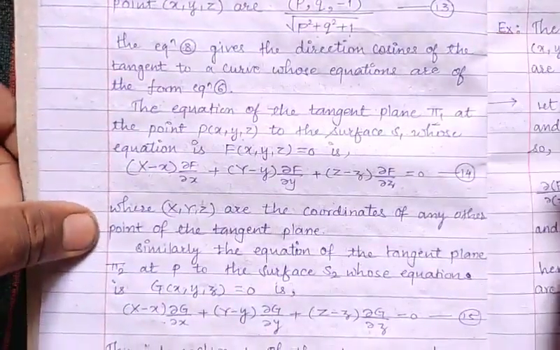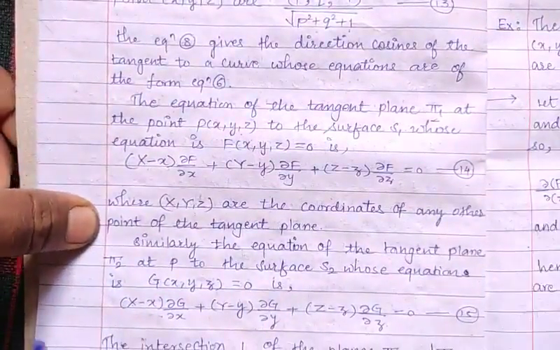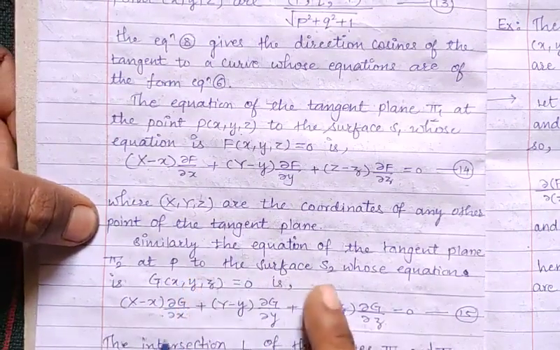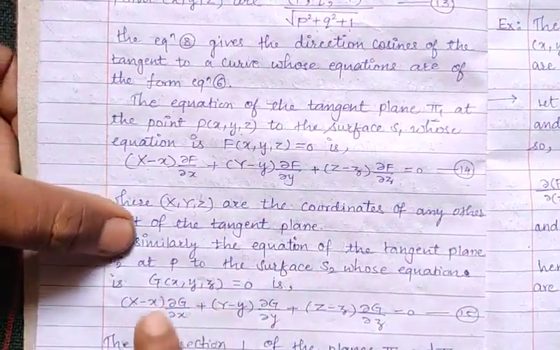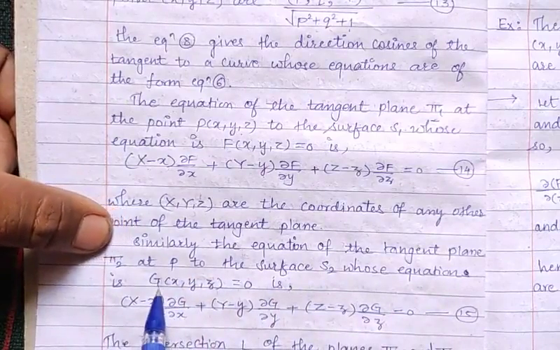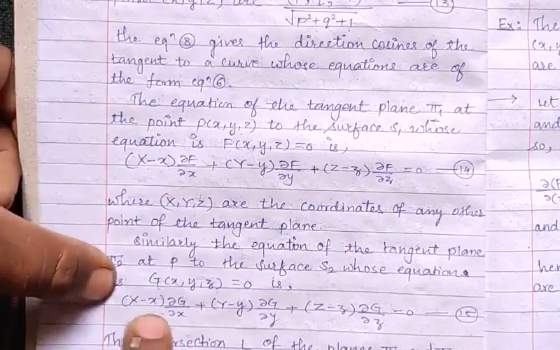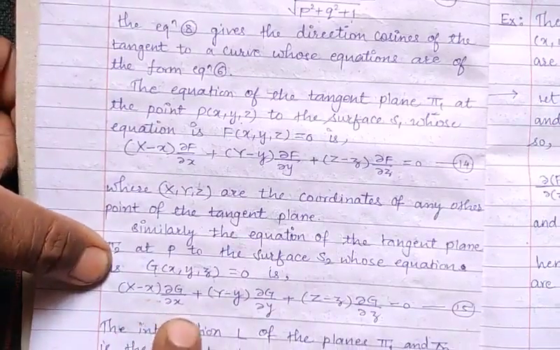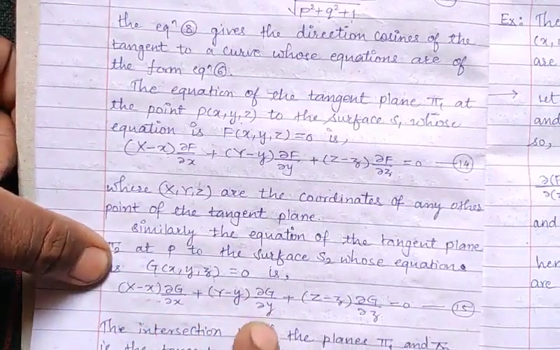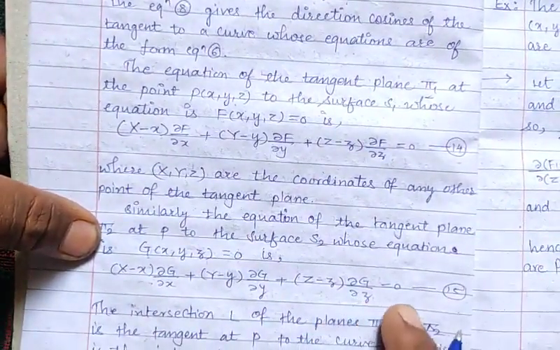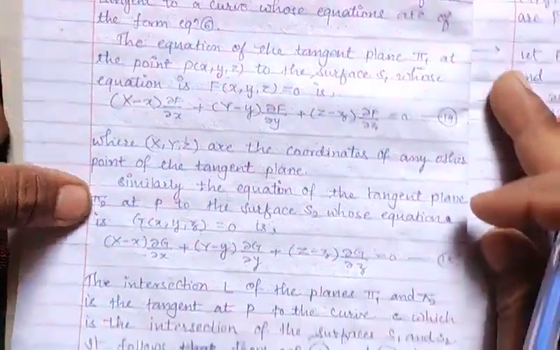Similarly, the equation of the tangent plane, second plane pi2, at point P to the surface S2 whose equation is, I call this the second equation, g(x, y, z) = 0. Its equation will be (X - x) ∂g/∂x + (Y - y) ∂g/∂y + (Z - z) ∂g/∂z = 0. Call this equation number 15.